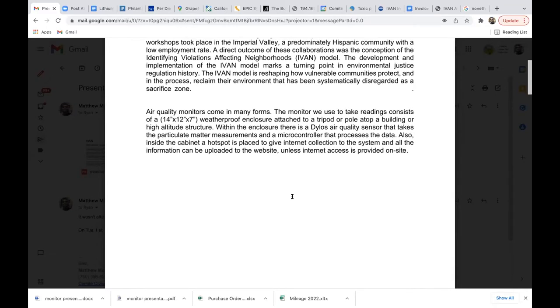And the air quality monitors that we use come in many forms. The monitor we use to take readings consists of a 14 by 12 by 7 weatherproof enclosure attached to the tripod or pole atop a building or high altitude structure.